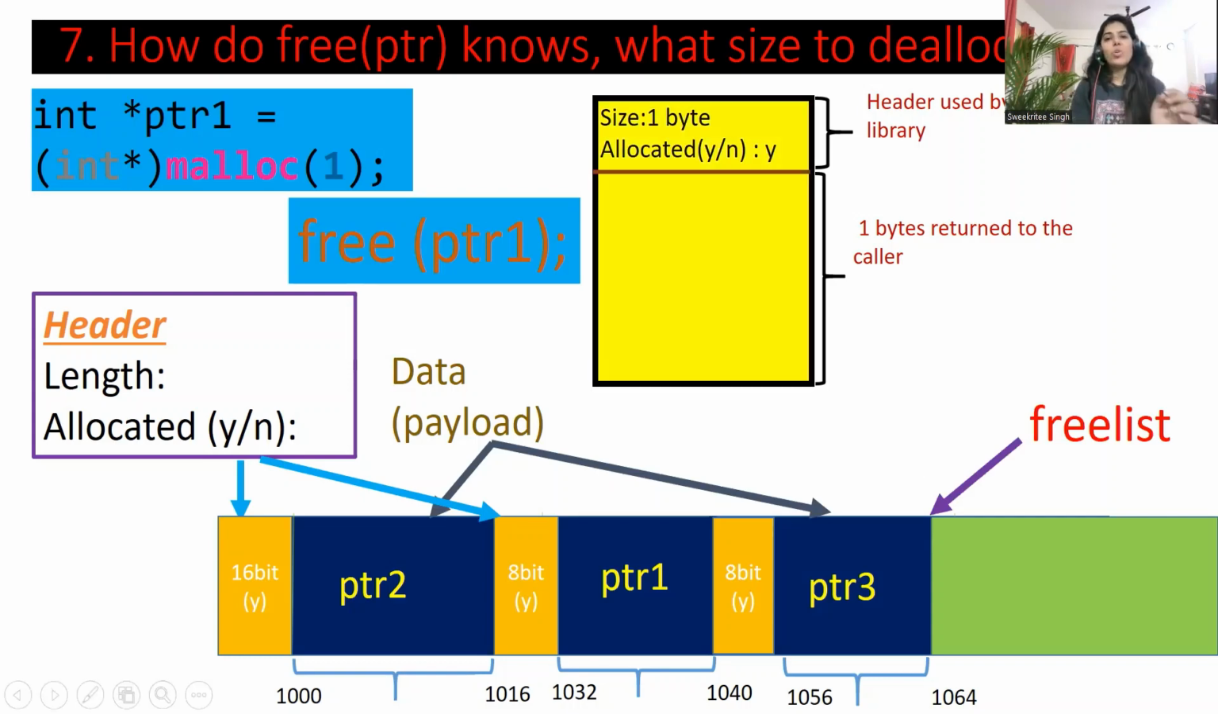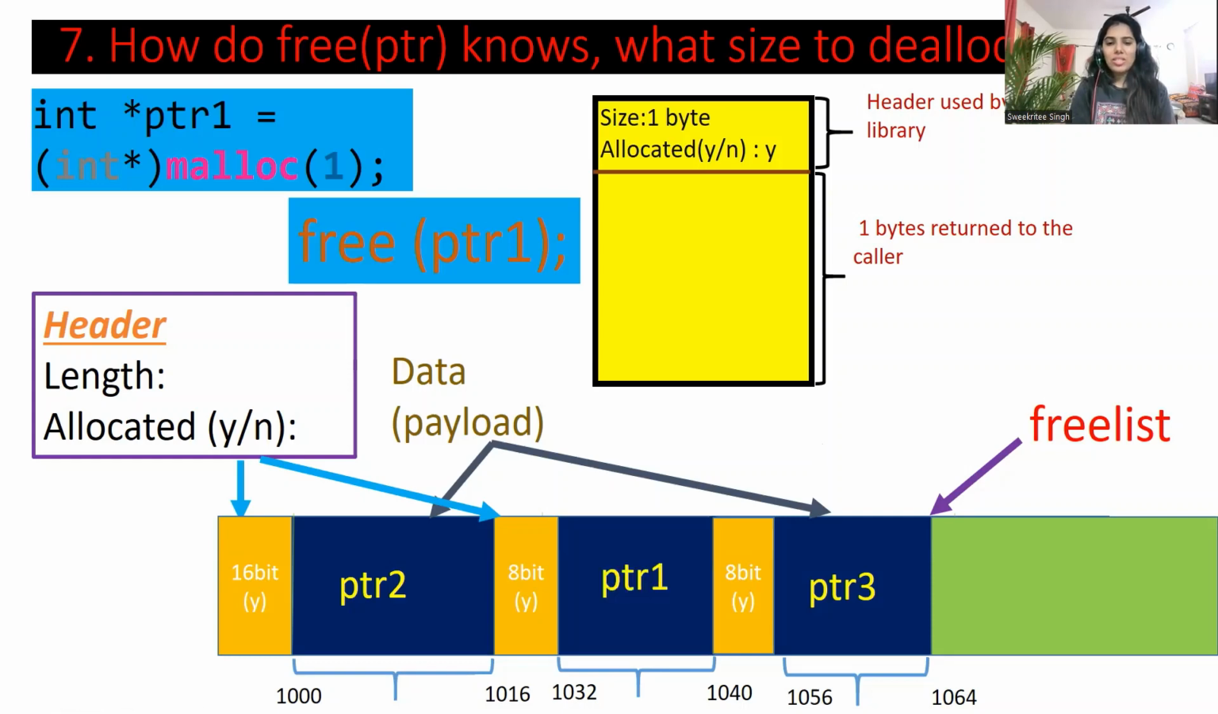So when the call to free(ptr1) happens, it checks into this header part, which is used by the malloc library, and finds that ptr1 was allocated 1 byte of memory and it is currently allocated, yes. So it releases 1 byte of memory to the OS.